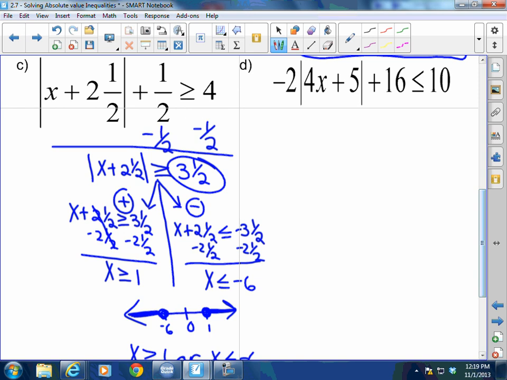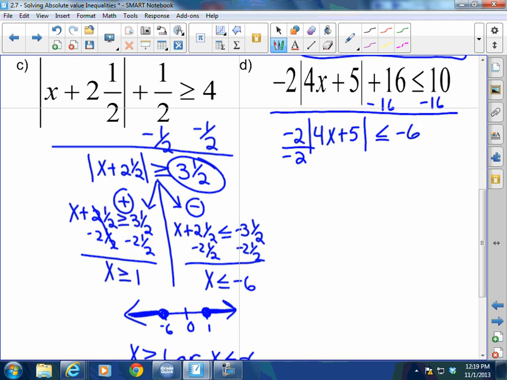Okay. Oh, look at this one. This is a good one. Okay. What do I got here? What do I have to do here? Absolutely right. You subtract 16 to both sides. And I have negative 2 times 4x plus 5 in absolute value is less than or equal to negative 6. Now what do I have to do? No, I don't distribute. You don't distribute ever with the absolute value. You get it alone, so you divide by negative 2.